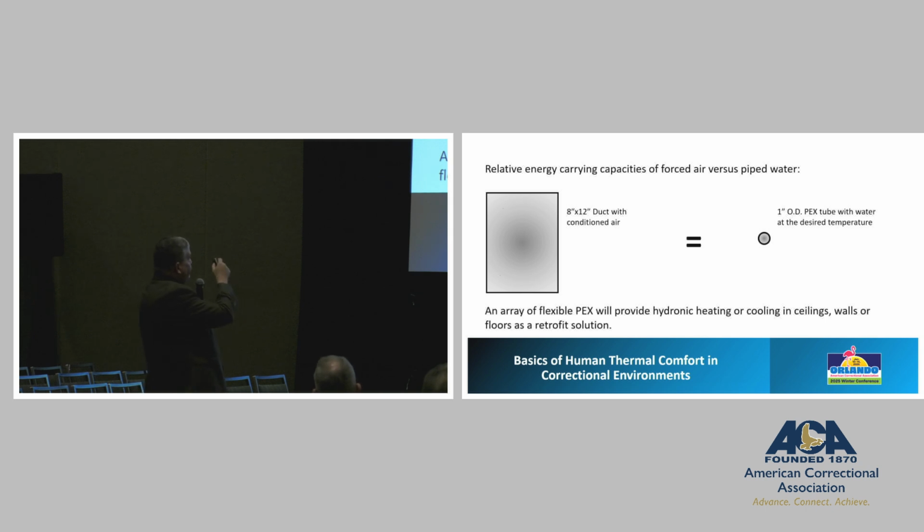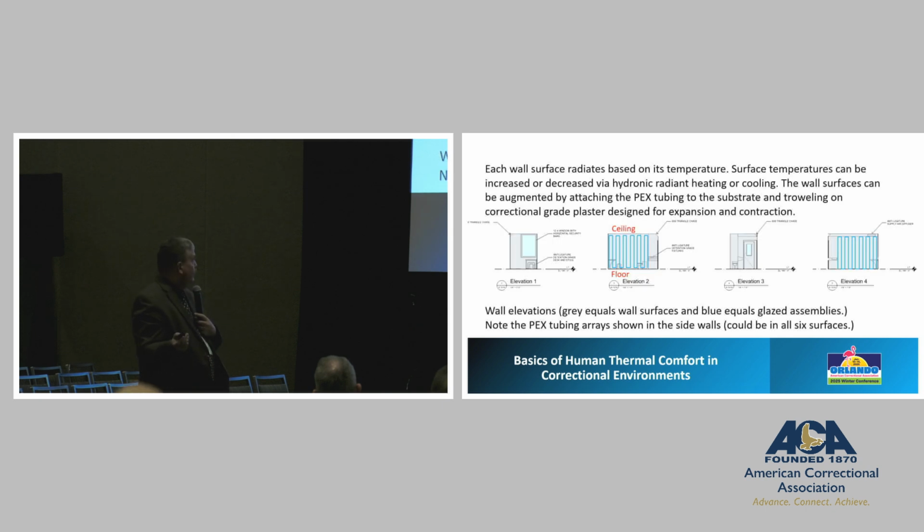So the relative energy carry capacity of forced air versus piped water. You have a duct that's 8 by 12, that's equal to a 1-inch OD PEX tube with water at the desired temperature. So an array of flexible PEX could provide hydronic heating or cooling in ceilings, walls, or floors as a retrofit. The blue lines are examples of a retrofit application of PEX tubing in a wall covered up with a security material. You're increasing the temperature of those walls, which increases the long-wave radiation, which changes the energy budget.